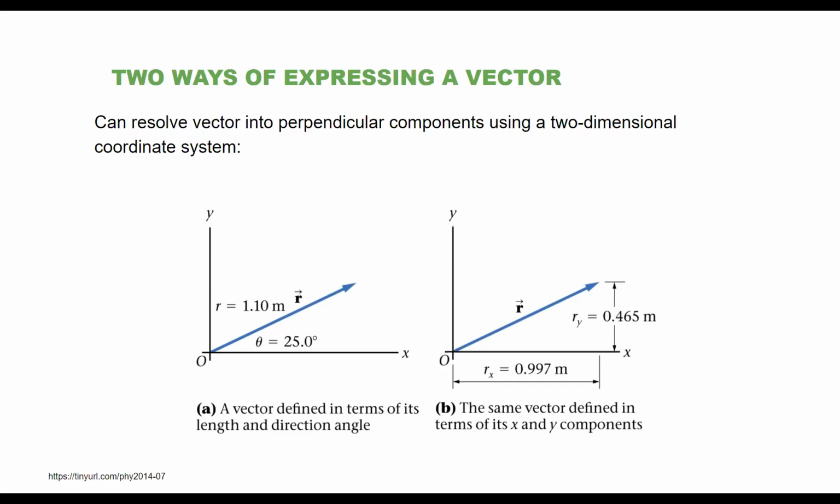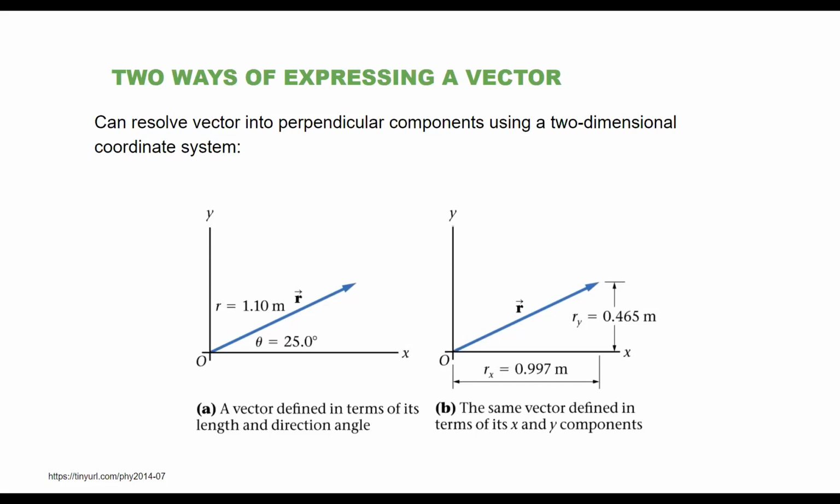You can also specify its components. The x component of this R vector is 0.997 meters, and the y component is 0.465 meters. If the magnitude is 1.110 and the angle is 25 degrees, you can figure that out by looking at the geometry here. The R magnitude times cosine of the angle gives you the x component, and the magnitude times sine of the angle gives you the y component.